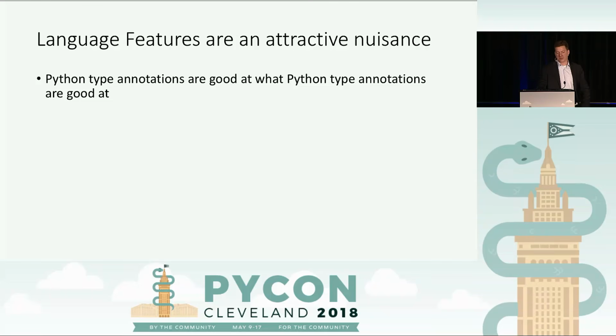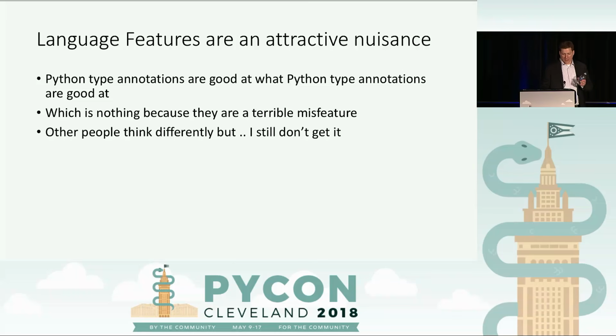Language features are also an attractive nuisance. Python type annotations are good at what they are good at, which is that the type annotations you write should agree with the type annotations you write. So you can spend time making your annotations happy with each other. I don't get it.